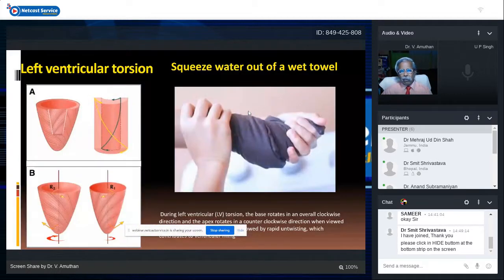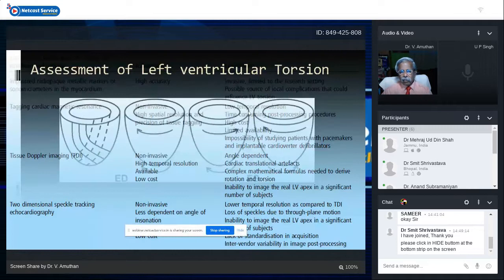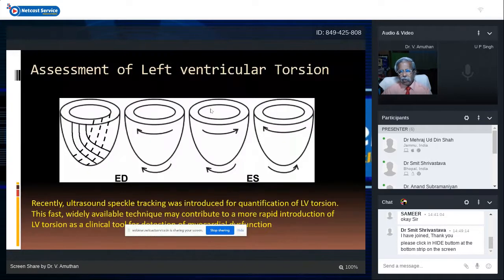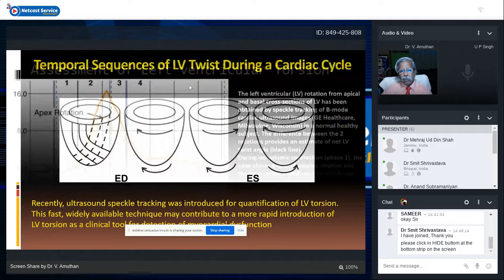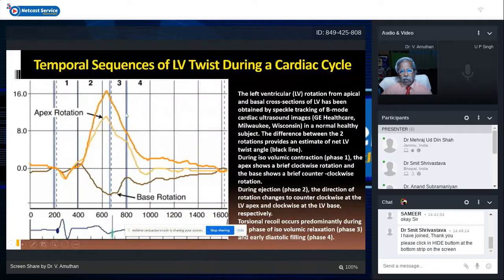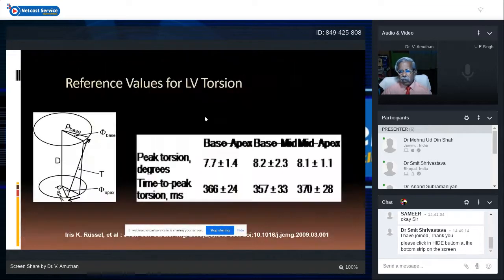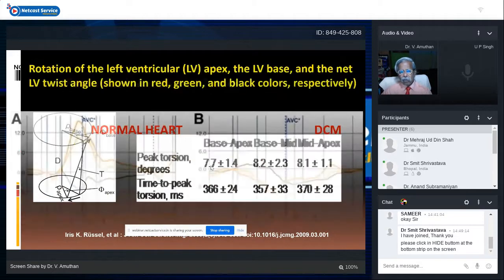The advantage of this is that when you have a reduction in torsion or rotation, it gives a bad prognosis. You can see here, this is the apical rotation, counterclockwise, and this is the basal rotation, which is clockwise. And the difference you can measure. This measured difference should normally be more than 7. So that is the normal value. This is a normal heart.